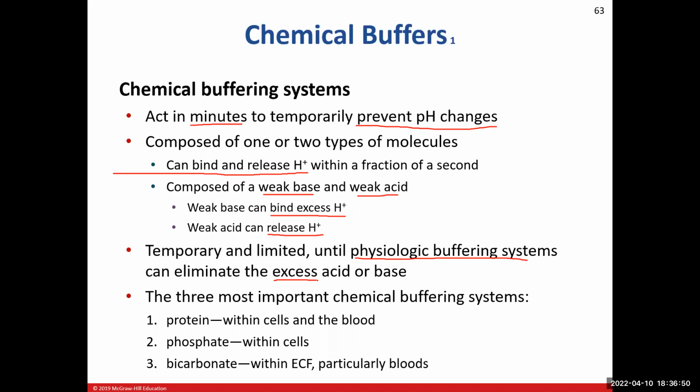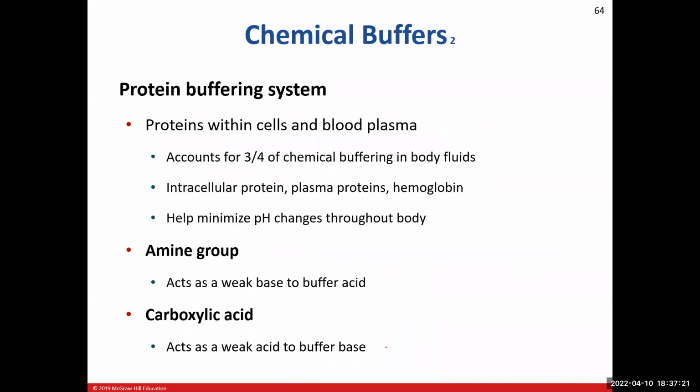So we have three components to our chemical buffering systems here. Proteins, and pay attention to this too. Our proteins, where are they located? Well, they're located both inside the cells and outside the cells, in the cells and in our blood. Phosphate, in the cells. And then bicarbonate, that's going to be in the extracellular fluid, but primarily in our blood plasma. So proteins, phosphate, and bicarbonate.